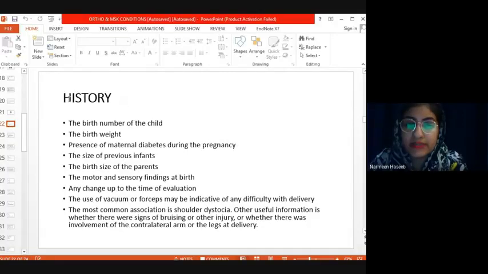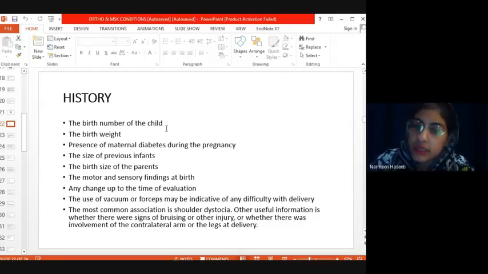History. While taking the history of such a patient, you need to consider these points: the birth number of the child, the birth weight, the presence of maternal diabetes during the pregnancy, the size of the previous infant, the birth size of the parents, and the motor and sensory findings at birth. Any change up to the time of evaluation, the use of vacuum or forceps may be indicative of any difficulty with delivery. And the most common association is obviously shoulder dystocia that we have read up till now. Other useful information is whether there were signs of bruising or other injury, or whether there was involvement of the contralateral arm or the legs at the time of the delivery.